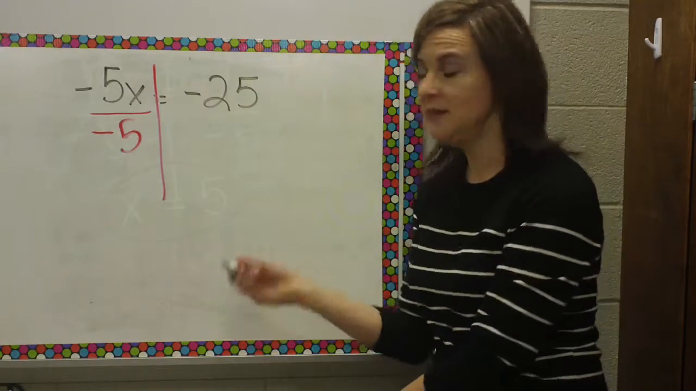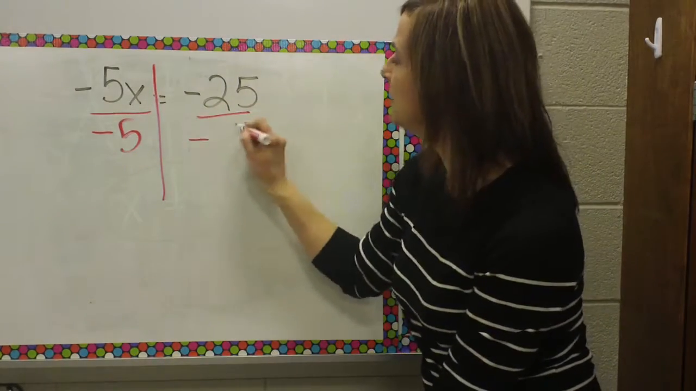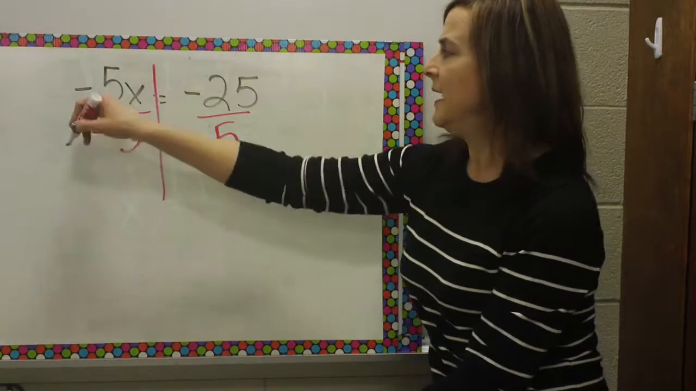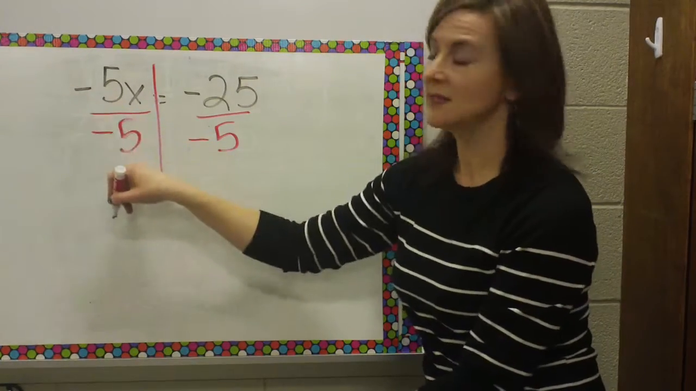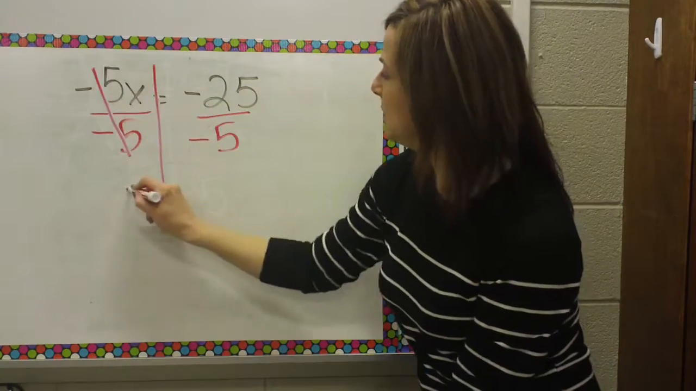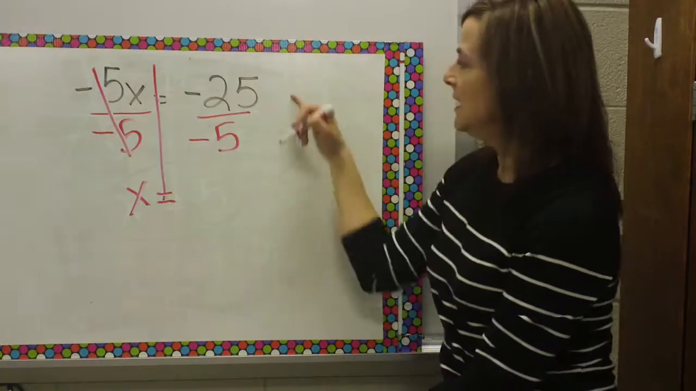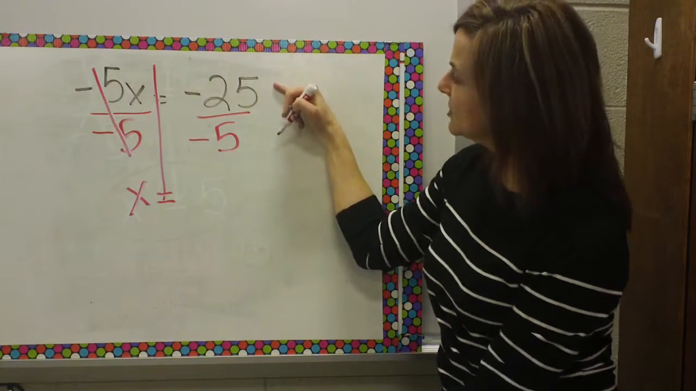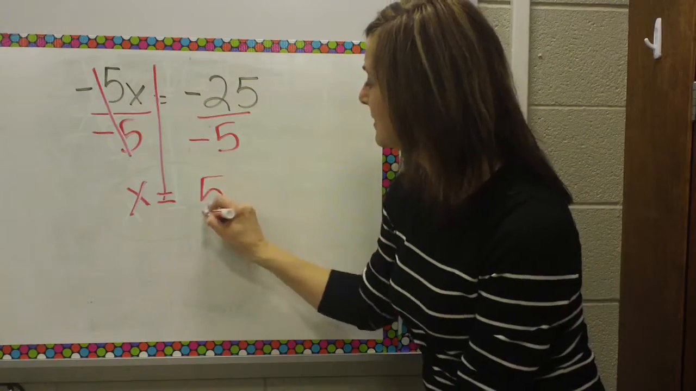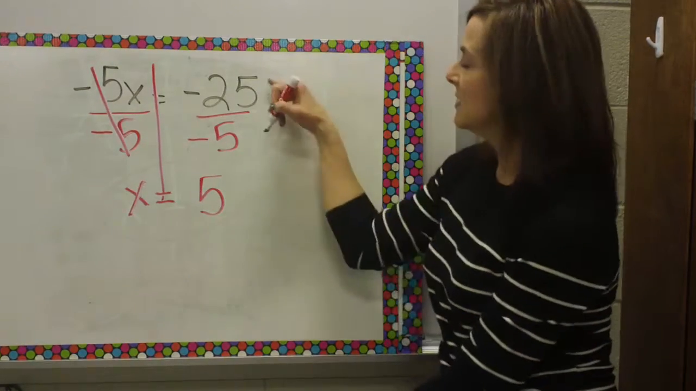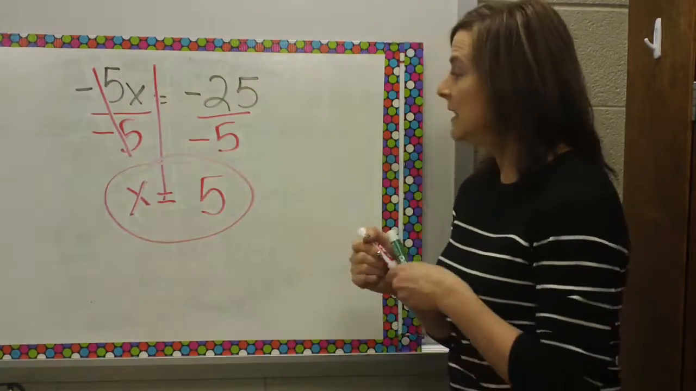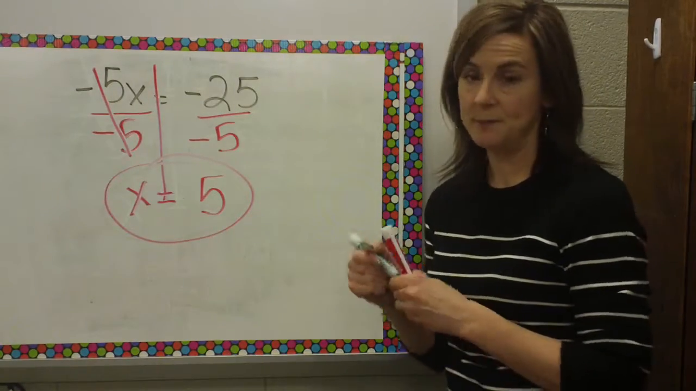Whatever I do to one side of the equation, I have to do to the other, or it won't remain equal or balanced. Now, this cancels out because I'm doing the opposite. Negative 5 divided by negative 5 just leaves me with an x. Now, on this side, I just need to solve. Negative 25 divided by negative 5 is going to be positive 5 because same signs are positive. So at this point, I am thinking that x equals 5.